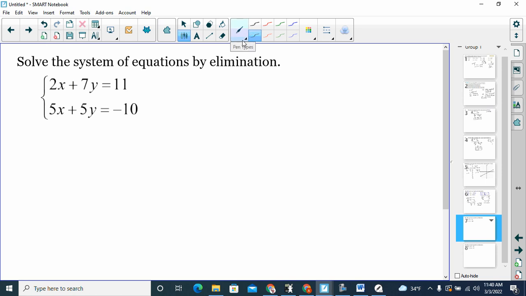Example 2, again, asks us to solve the system of equations by elimination. We are given 2x plus 7y equals 11, and 5x plus 5y equals negative 10.